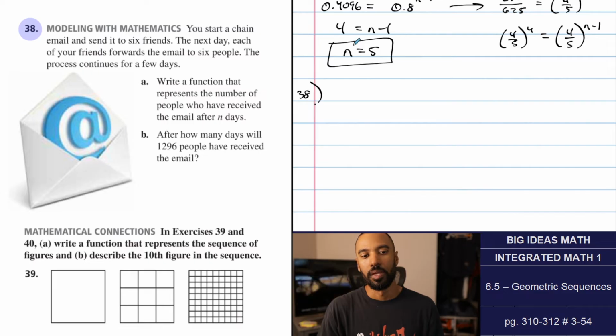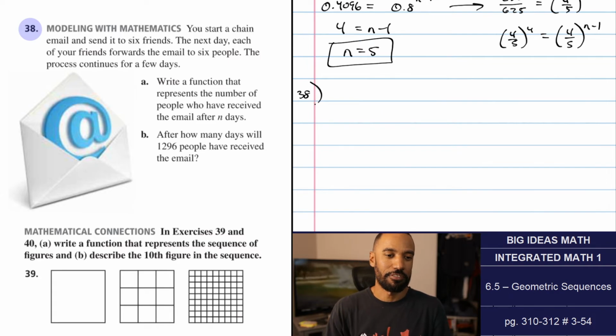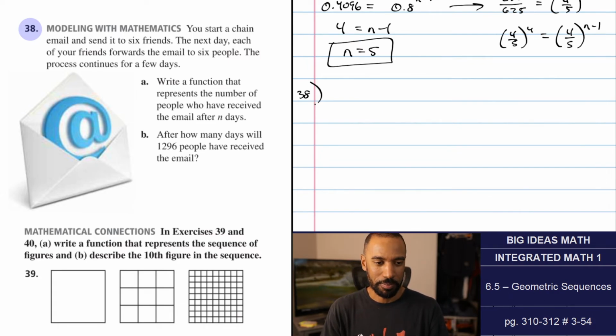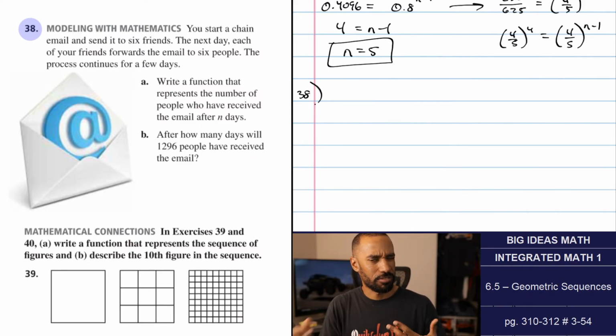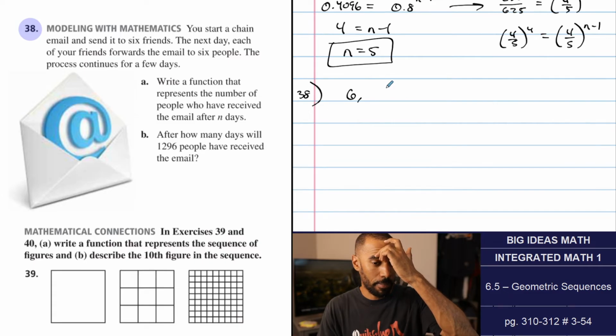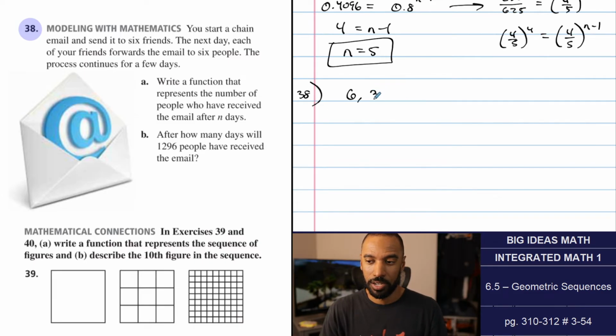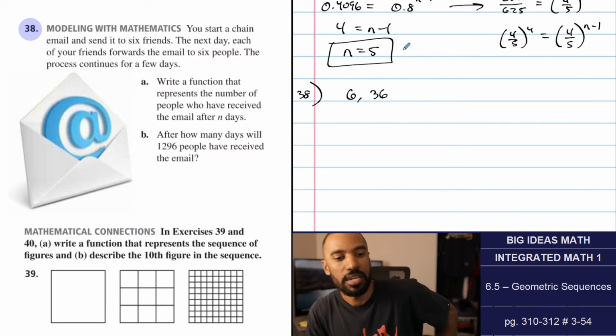You've got mail. You start a chain email and send it to 6 friends. I bet you guys don't know what a chain email is. The next day, each of your friends forwards the email to 6 people. The process continues for a few days. So the first email has 6 friends on it, right? After the first chain send. So I'm going to say 6. And every one of them sends it to 6 people. That's another 6 times. This is how many people.